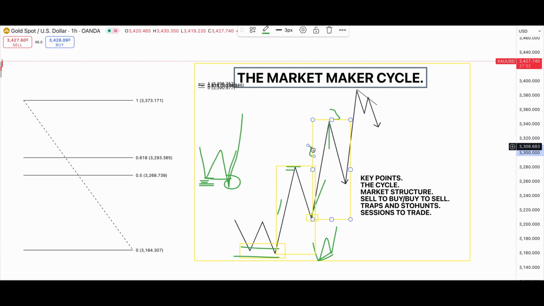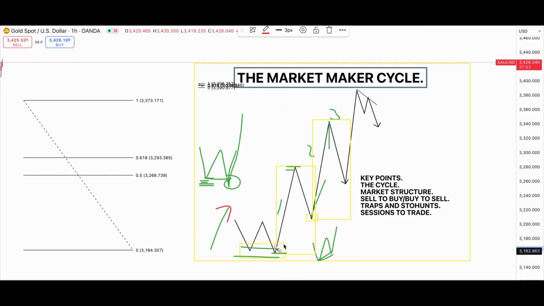So those are the key points for this, right? We spoke about the cycle, the market structure, and selling to buy or buying to sell. This is a very simple concept: if we identify an up phase, what we are waiting to see is for the dealer to sell to buy. That basically means we want to see a reversal. That's all. The dealer has to sell to buy.